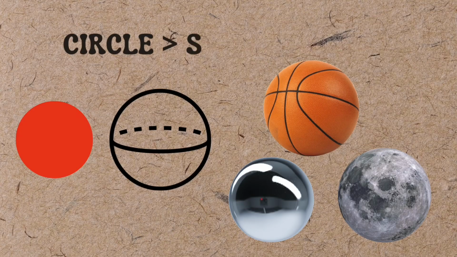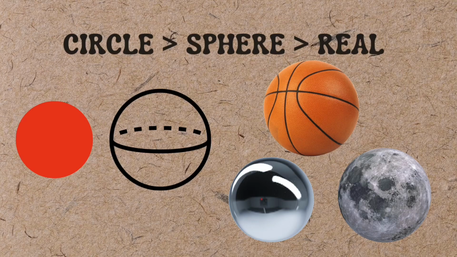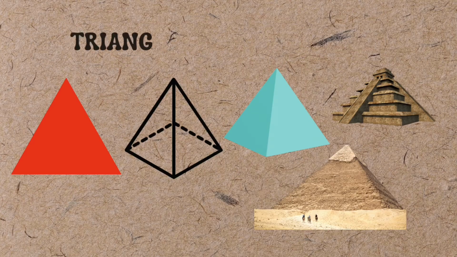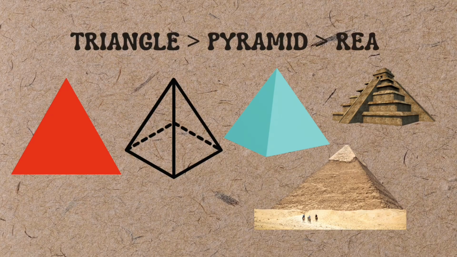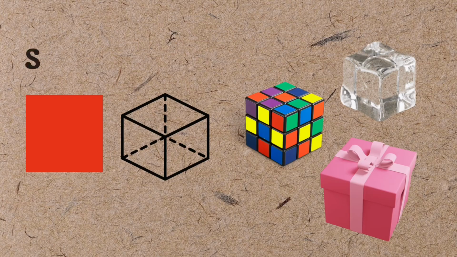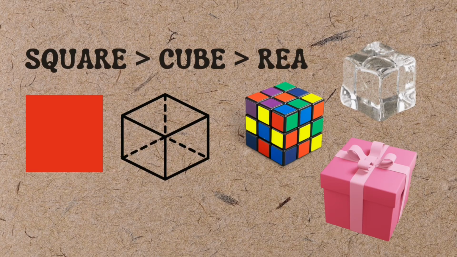A two-dimensional flat shape can be turned into implied or real form. A flat triangle into a rectangular prism into a pyramid. A flat square into a cube into real objects.